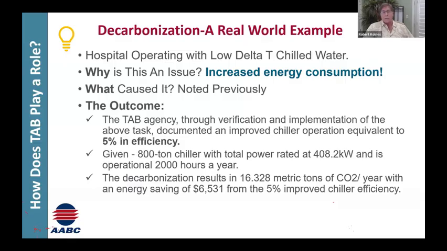The example says 2,000 hours a year. So that totaled through calculation over $6,500. That energy savings, that 5%, also calculates to over about 41,000 kilowatt hours. And then the formula to calculate that to metric tons, you multiply it by 0.4 kilogram per kilowatt hour. That gives you the metric tons.